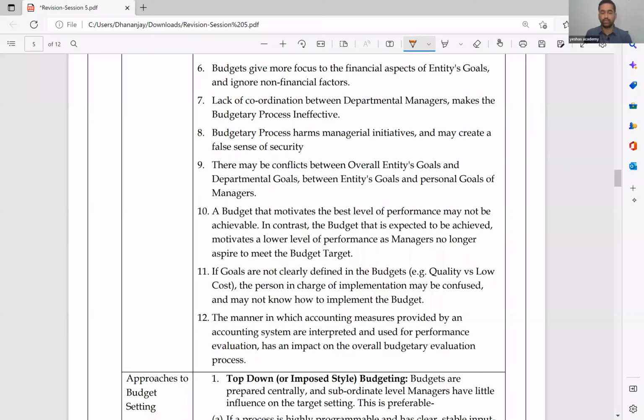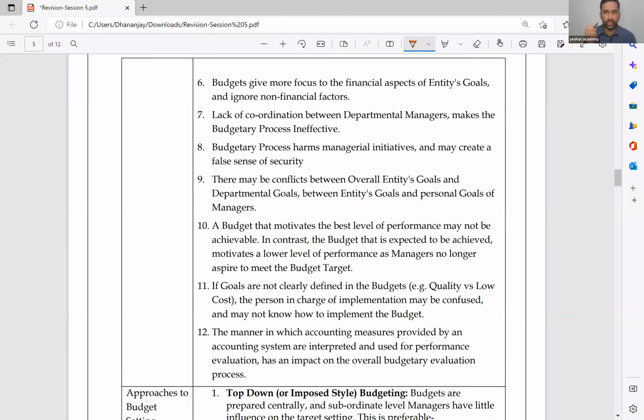Budgets give more focus to financial aspects. They ignore non-financial factors. Lack of coordination between departmental managers makes the budget process ineffective. If every manager is thinking of his own goal, his own achievement, his own incentive bonus, he may not be worried about the overall company, and he may start having conflicts with the other departments, similar to the transfer pricing problem we discussed some time back. Budgetary process harms managerial initiatives and may create a false sense of security. There may be conflict in the overall entity's goal and departmental goals. I've covered all these points actually.